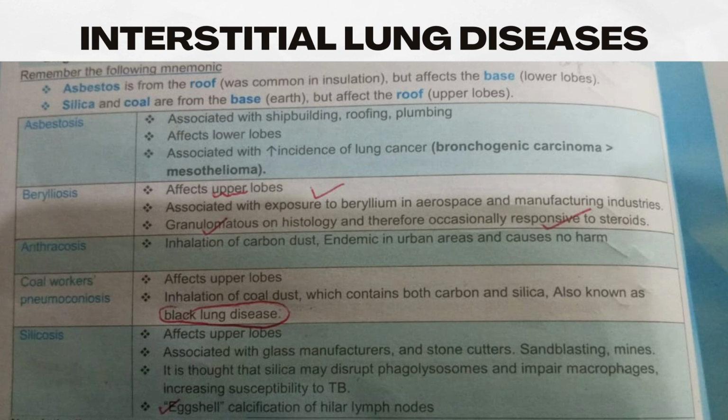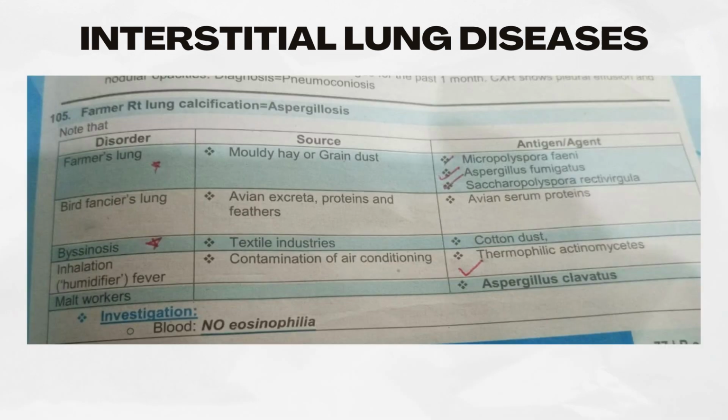Let's discuss a few more diseases. There is farmer's lung. Farmer's lung is caused by moldy hay or grain dust, and the agents involved are Aspergillus fumigatus and Micropolyspora faeni or Thermoactinomyces. Aspergillus fumigatus is an important agent of farmer's lung, which is caused by hay or grain dust.